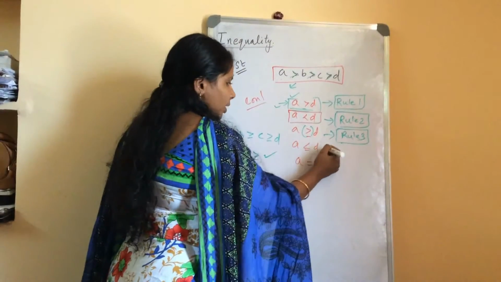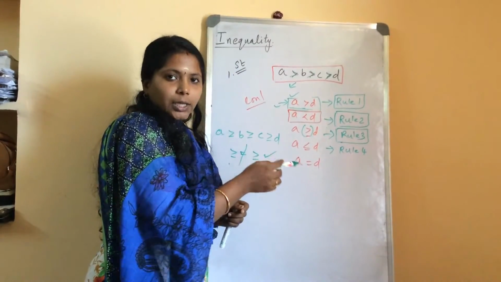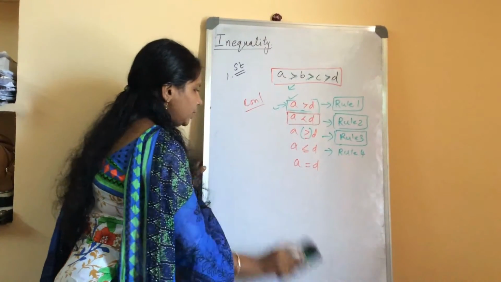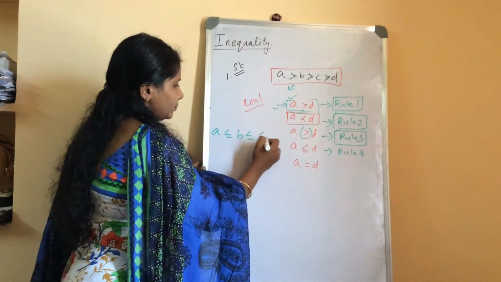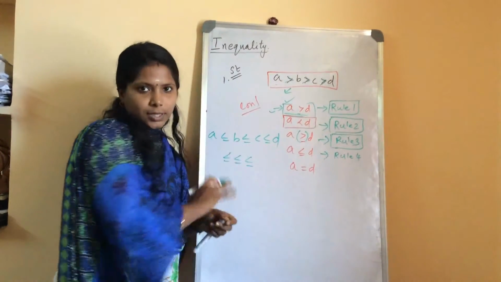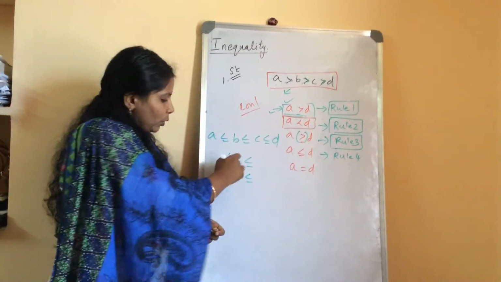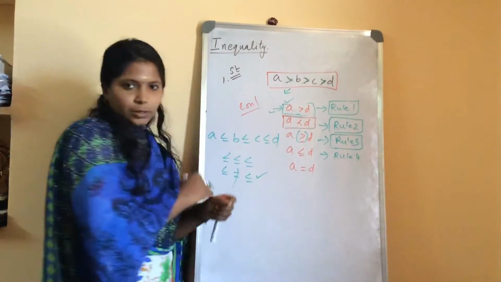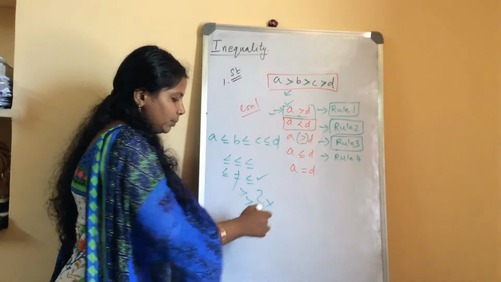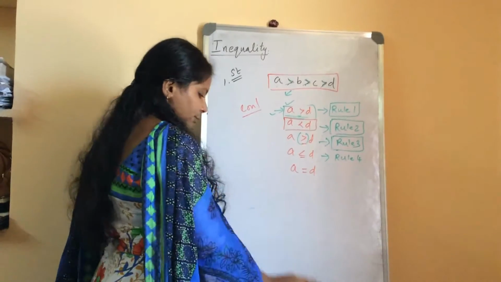Next, same as rule number 3, rule number 4 will be applicable. It is greater than or equal to for rule number 3. For rule number 4 it is less than or equal to. From the beginning, the statement should go with less than or equal to throughout the statement. In between, if you find equal to, less than or equal to, less than or equal to, equal to, omit this equal to and this conclusion will be true. In between, if you find greater than or greater than or equal to, then the conclusion will be false. This is for rule number 4.